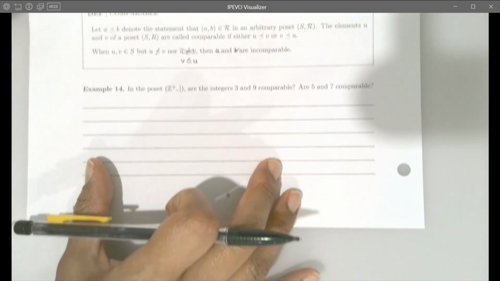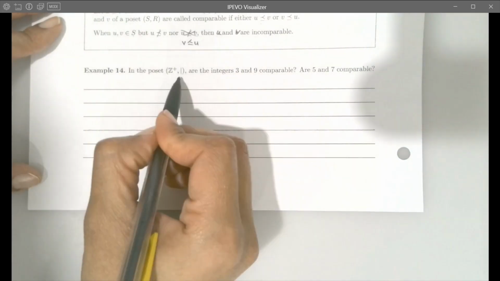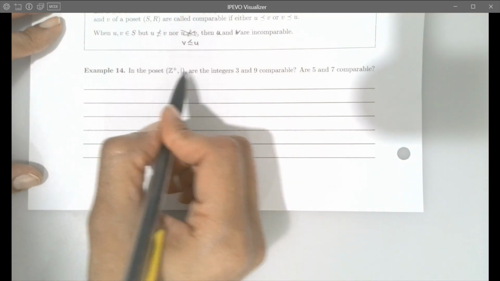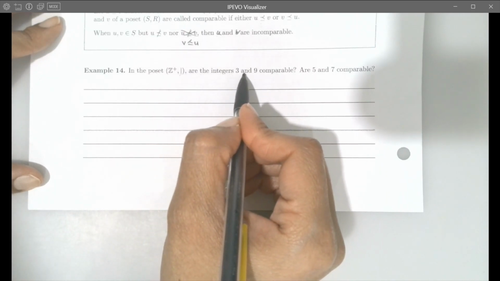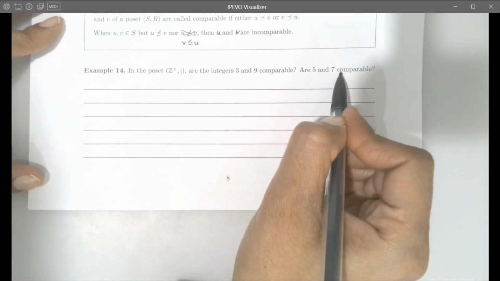Okay, so let's take a look at some concrete numbers. Example 14 is asking: is the poset that consists of the set of positive integers with the divides operation, are the integers 3 and 9 comparable? Are 5 and 7 comparable?